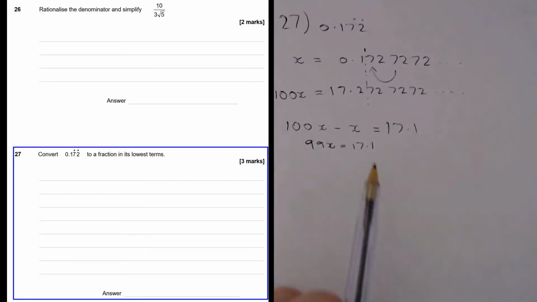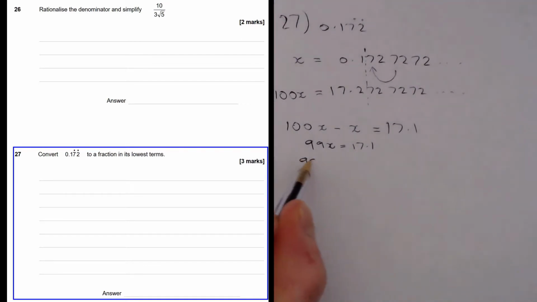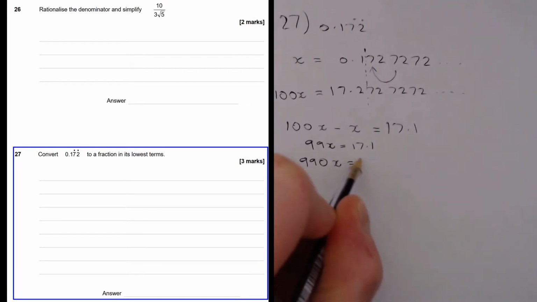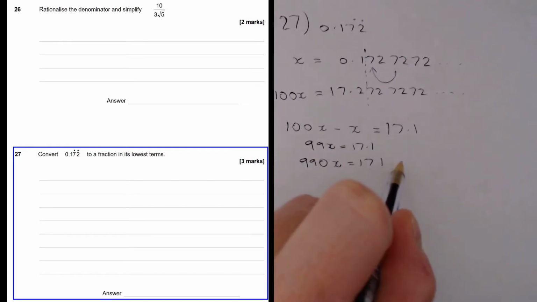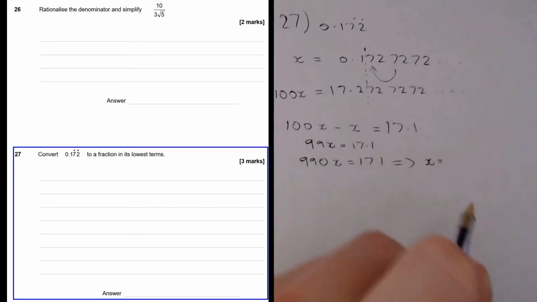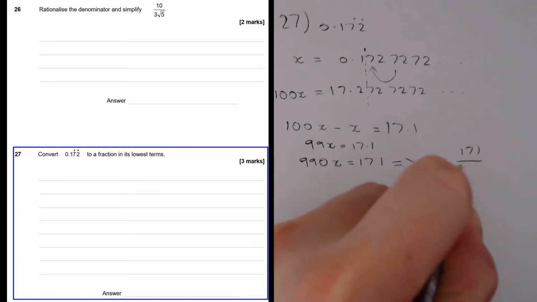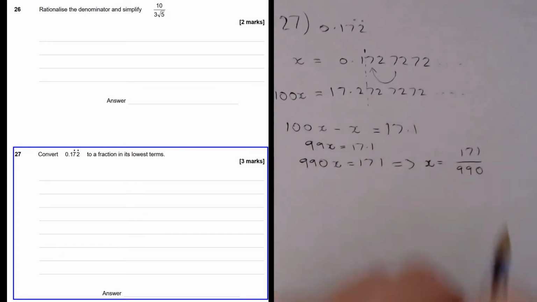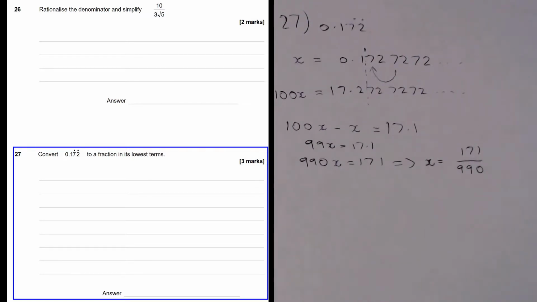Because I don't like having that decimal in there, I'm just going to multiply both sides of this by 10. So I'm going to get 990x equals 171. And this then tells us that x equals 171 divided by 990. And that is our answer. However, we need to be careful. The question asks us to give it as a fraction in the lowest terms. So this would only get us 2 marks. What we need to do to get the final mark is to try and simplify this fraction.